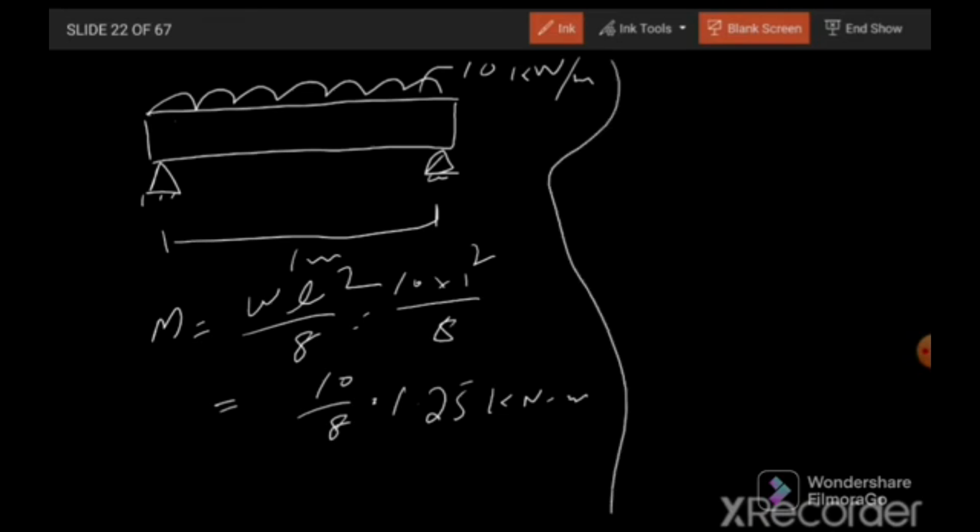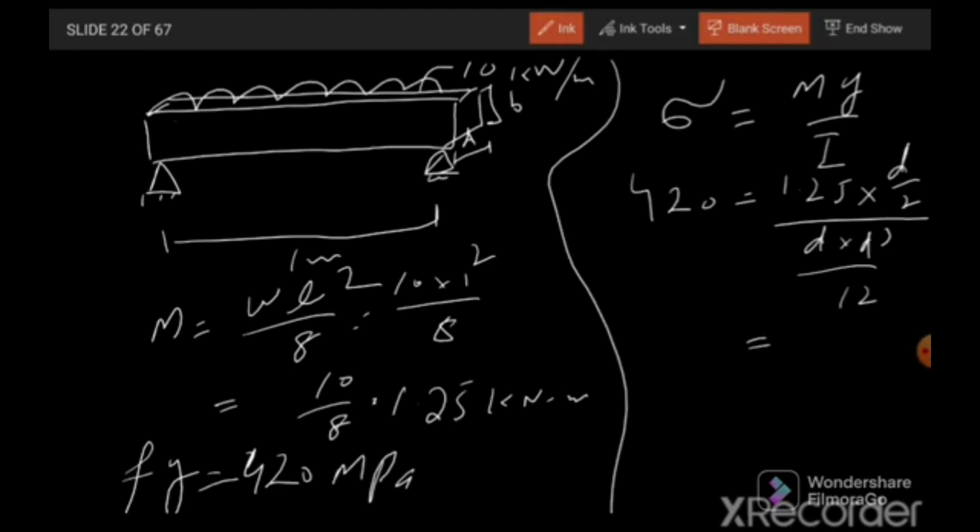The next step will be proportioning of the sections. What will be the section of this beam? What will be its width and what will be its depth? For example, we have decided that it should be a square section. So in that case, to resist this bending moment, we know that the stress should be equal to My over I. So the stress produced because of this bending moment is My over I.